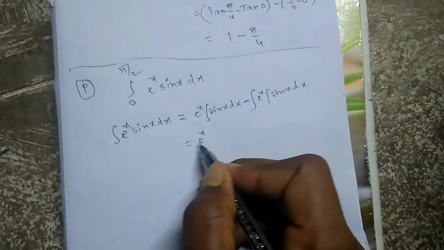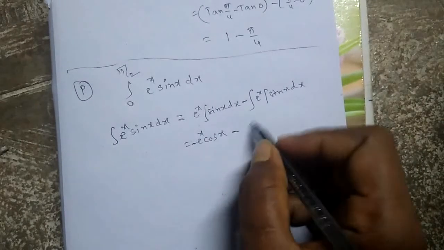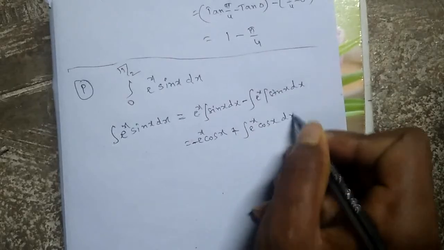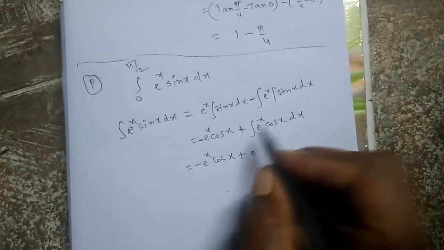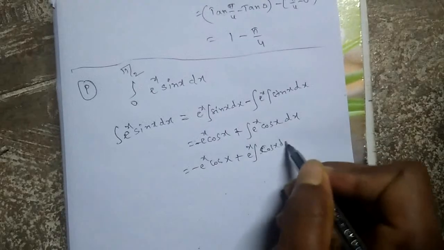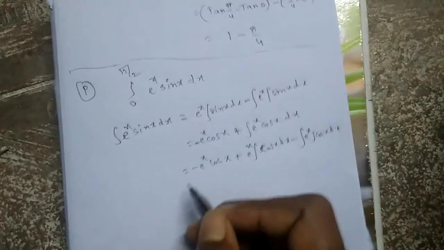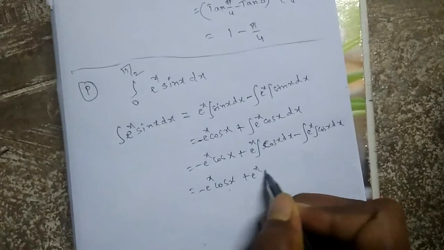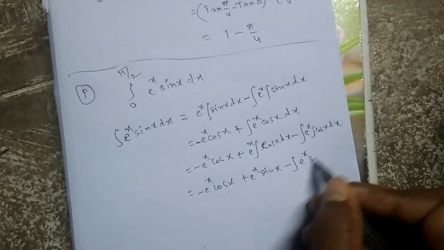This is e power x into the integral of sin x, which is minus cos x. This is minus e power x into minus cos x, that is minus into minus plus, dx. This is minus e power x cos x. Again apply the UV rule: e power x into the integral of cos x dx, minus e power x into the integral of cos x dx. This is minus e power x cos x. This is e power x sin x. This is minus the integral of e power x into the integral of cos x, which is sin x, dx.